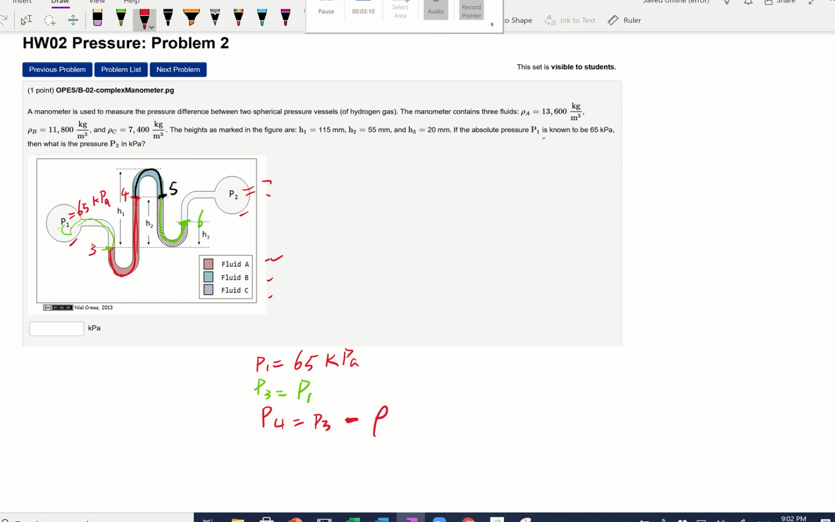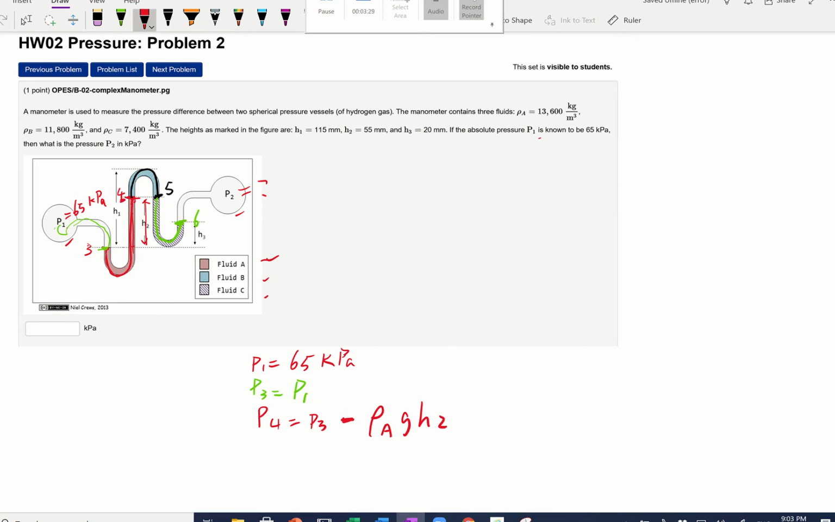And this rho is fluid A, so it's rho A, g. And the height difference between 4 and 3 is what? It's not H1, it's actually H2. That's the height difference between 3 and 4, so H2. Okay, so now we've figured out the pressure at 4.